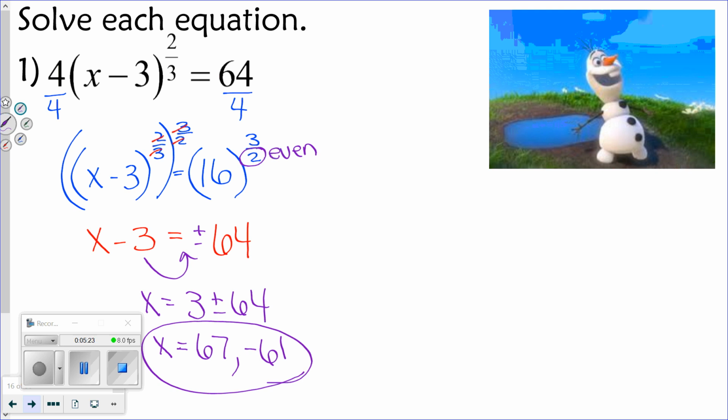So if you're like, did I do that right? And you're not quite sure, then just go back to the original problem and plug it in. So take a minute, go ahead and try that. Grab your calculators. So again, we go back to the original. So I would do 4 parenthesis 67 minus 3, close parenthesis, raise that to the 2/3, and then see if it equals 64. It does. You can go back in, change the 67 to a negative 61, and it also equals 64.